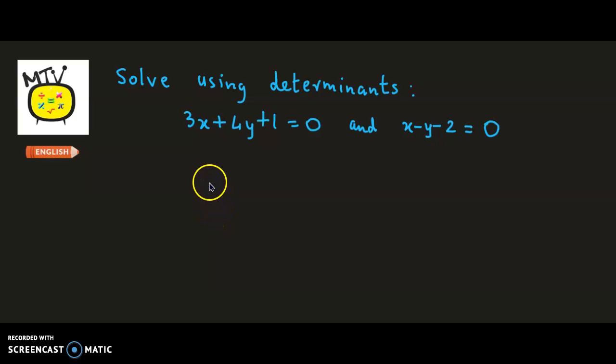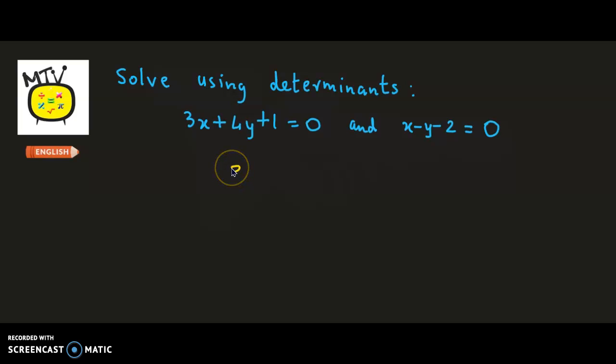Hello and welcome back. We now take an example from determinants. The question is: solve using determinants the following equations. 3x plus 4y plus 1 is equal to 0 and x minus y minus 2 is equal to 0. So we have been given simultaneous equations and we need to solve these two.